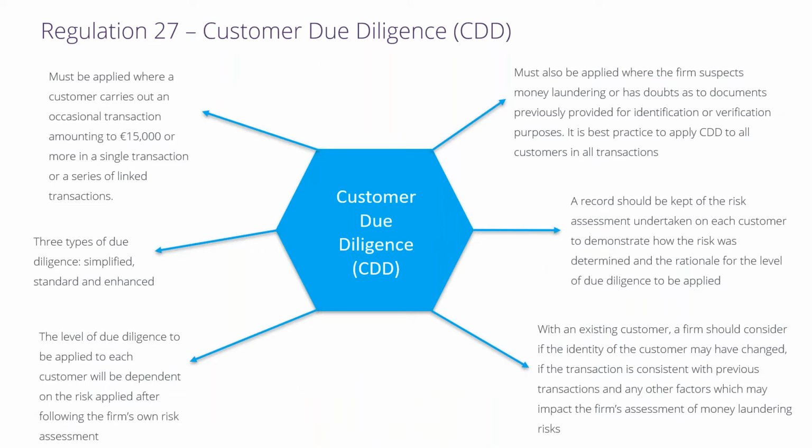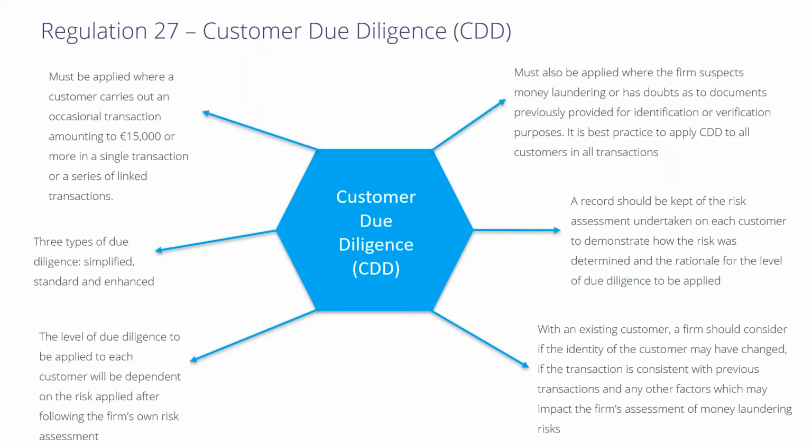Regulation 27, customer due diligence. You must undertake CDD, customer due diligence, on all clients where you have a business relationship. You must also undertake CDD if you suspect money laundering or have doubts regarding the identification documents provided. Customers that have an occasional transaction of €10,000 or more must have CDD undertaken. This can be one transaction or a series of linked transactions.